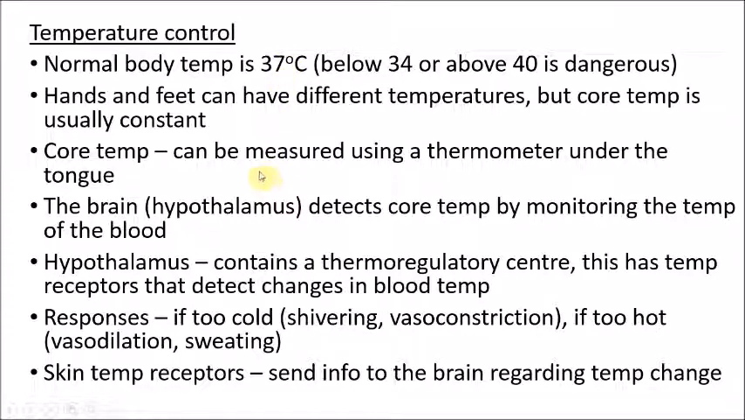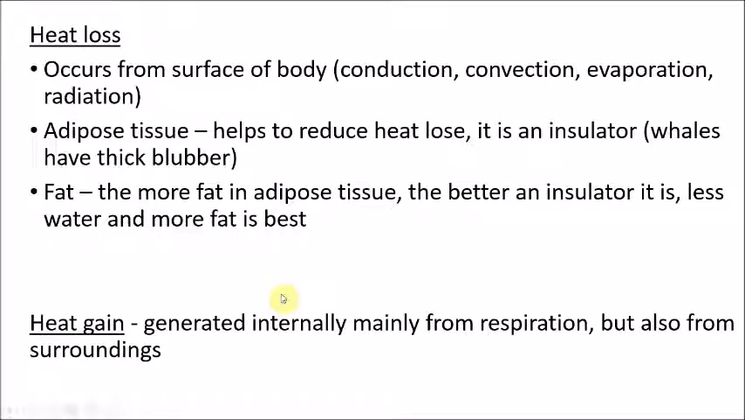Now, core temp can be measured using a thermometer under the tongue, and the brain also detects this in the hypothalamus. And again, we've discussed this stuff already. Heat loss and gain, again, we've talked about, but it occurs from the surface of the body. Now, this can be by conduction, convection, evaporation, and radiation. You will have talked about these in physics, maybe. We don't need to go into too much detail about these.